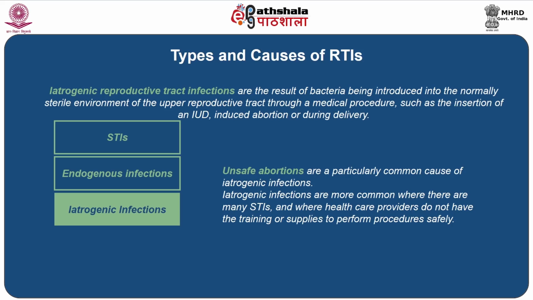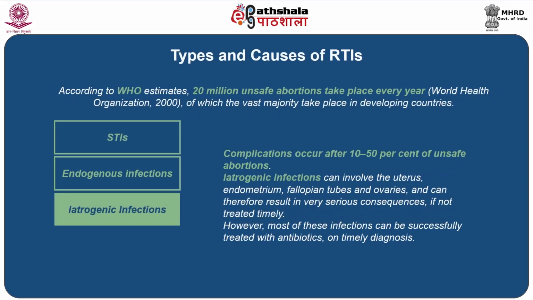Iatrogenic infections are common where there are many STIs and where healthcare professionals do not have the training or supplies to perform these procedures safely. According to World Health Organization estimates, 20 million unsafe abortions take place every year, of which the vast majority take place in developing countries. Complications occur after 10 to 50% of unsafe abortions.